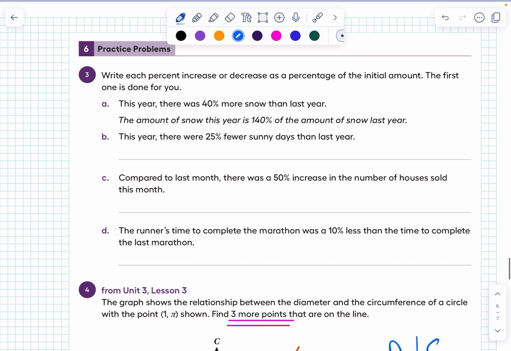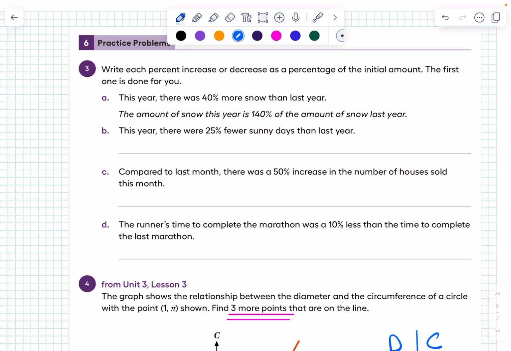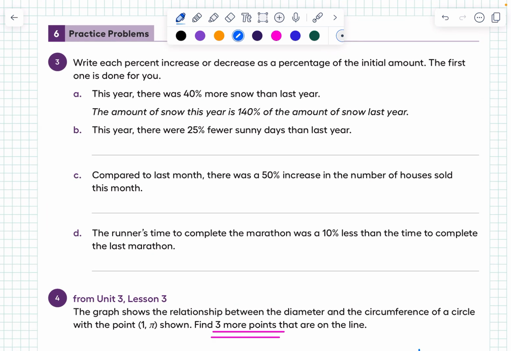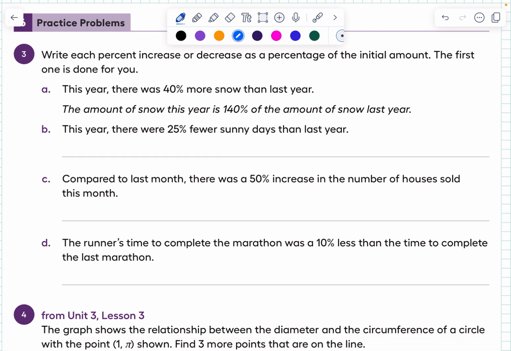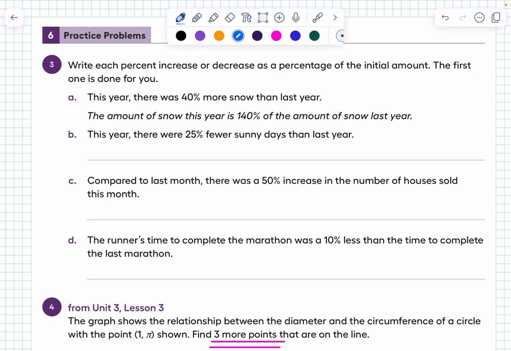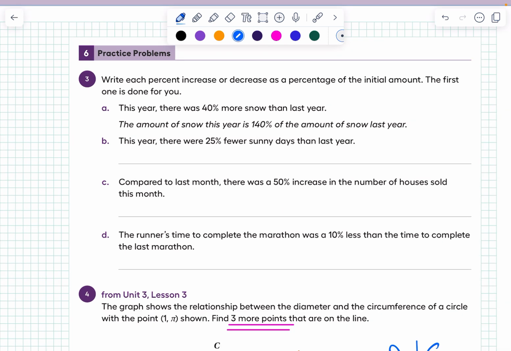Number 3, it says write each percent increase or decrease as a percentage of the initial amount. The first one is done for you. So on A, it says this year there was 40% more snow than last year. So the sentence is the amount of snow this year is 140% of the amount of snow last year. All right, kind of similar to what we were just doing.